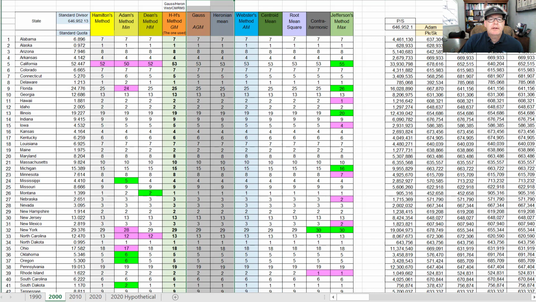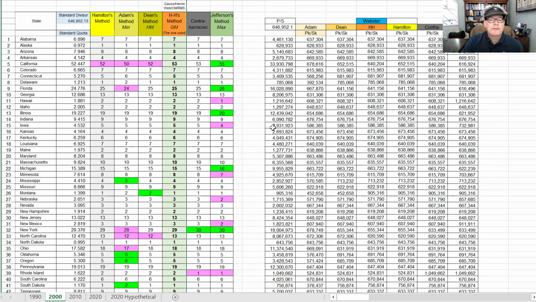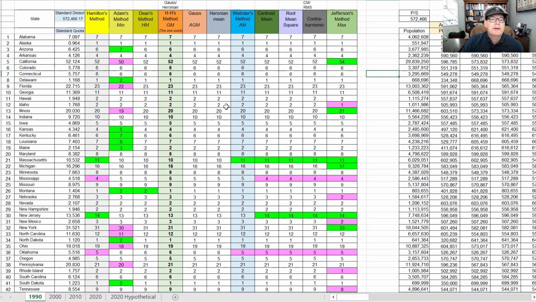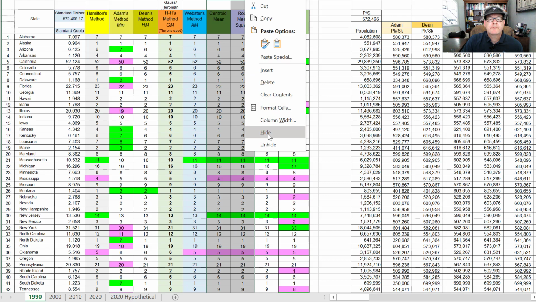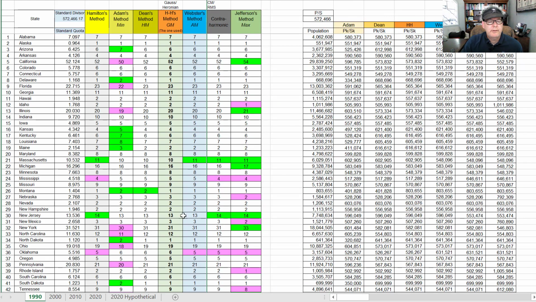Here there was a lot of matching with the Huntington Hill method. In fact, I might as well get rid of all of them. Right, so Huntington Hill matched with all of these. Interestingly, Hamilton was different. And then lastly, in 1990, Gauss and the Huronian mean matched Huntington Hill. And the centroid and root mean square match the contraharmonic. So these are unique apportionments.